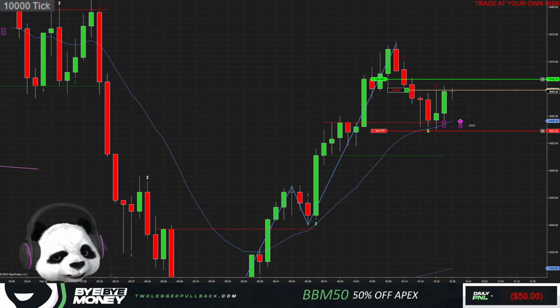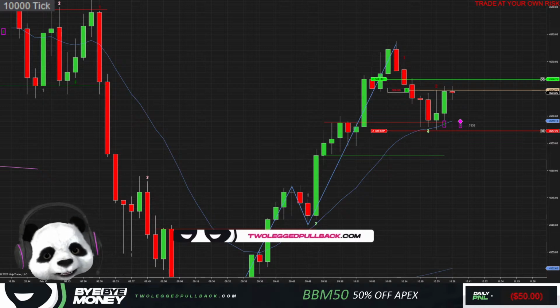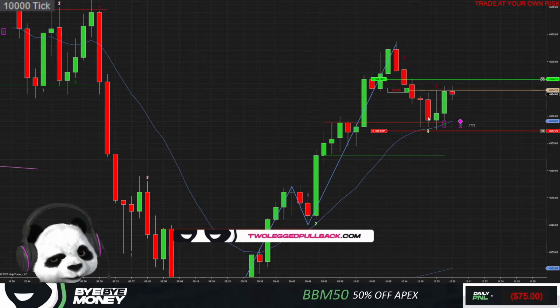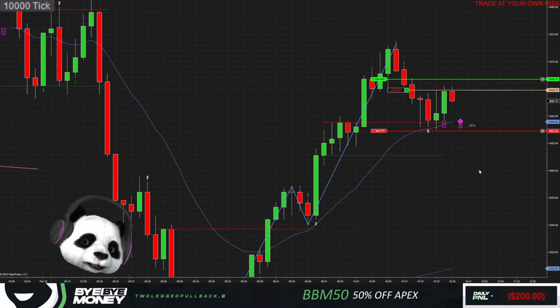Two-legged pullback off the 20 MA on the 10K chart. Pikachu trade to the long side. Looking for 2 points here. Right, the risk is large, $800. Do not copy my trades. Trade at your own risk. If it gets me, it gets me. We move on. Maybe a little too much chop here, like 1, 2, 3, 4 bars of chop. That could be what gets me.